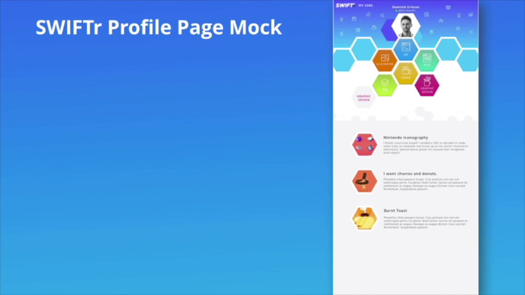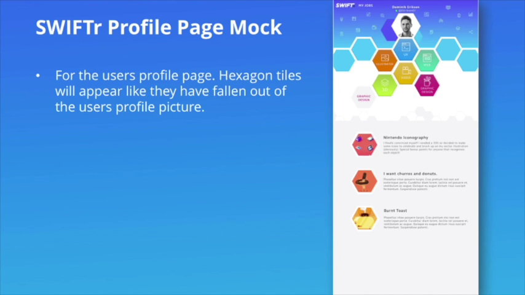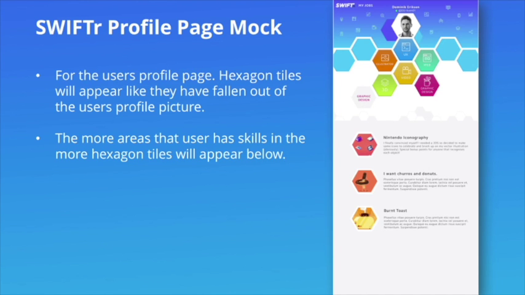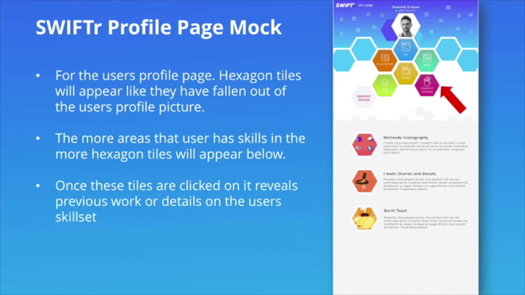This then is a profile page mock. For the user's profile page, hexagon tiles will appear like they have fallen out of the user's profile picture. The more areas that the user has skills in, the more hexagon tiles will appear below. And once these tiles are clicked on, it reveals previous work or details on the user's skill set.